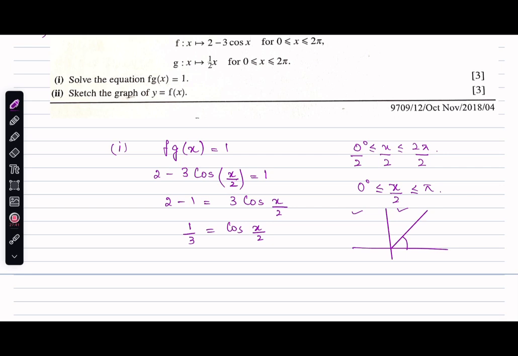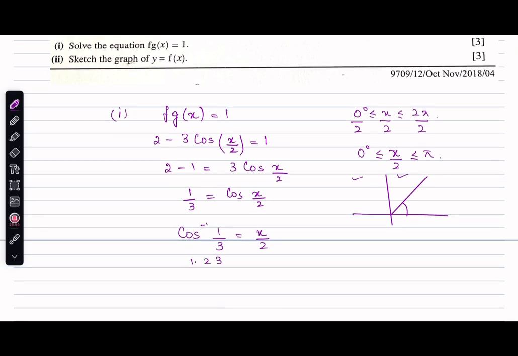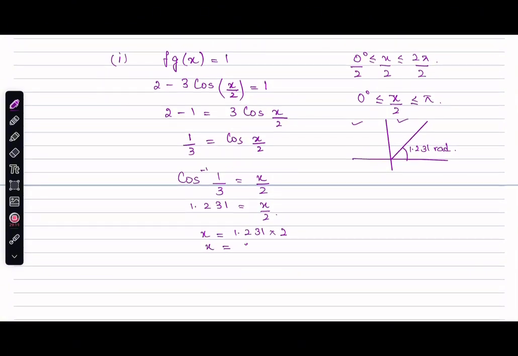So let's get cos inverse 1 by 3. So cos inverse 1 by 3 shall be equal to 1.231, which equals x by 2, and therefore this angle here is 1.231 radian, and then multiplying it by 2, I will be getting x. 1.231 times 2, and this answer then shall be equal to 2.46 radian. So it's going to be 2.46 radian. That is going to be the answer of this question.